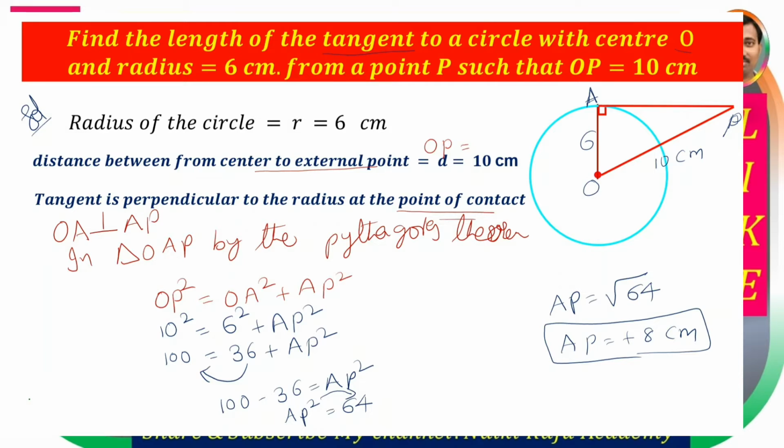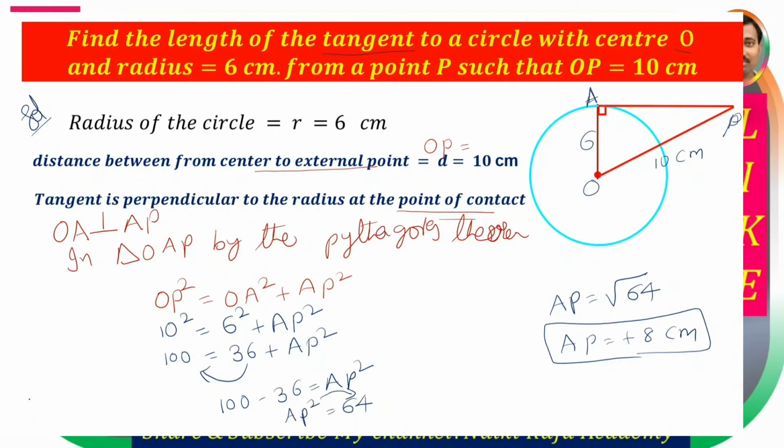Okay students, observe the question. The radius of the circle is 6 centimeters. The external point's distance from the center is 10 centimeters. Find the length of the tangent. Let P be the external point, O the center of the circle, and A the point of contact on the circle. Join OA, OP and AP. AP is the tangent here.